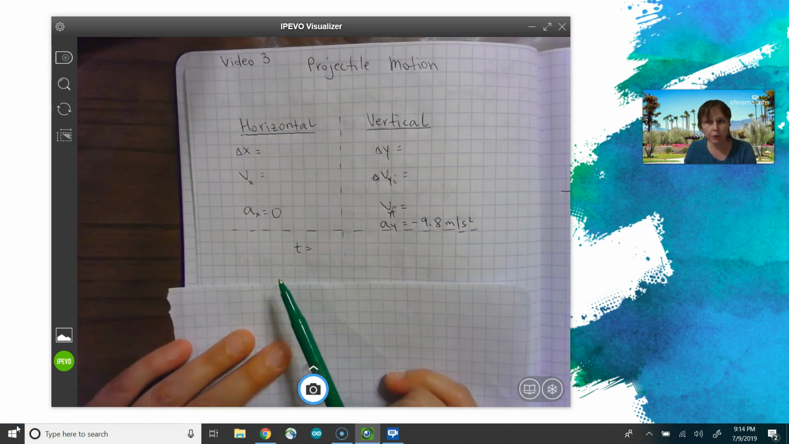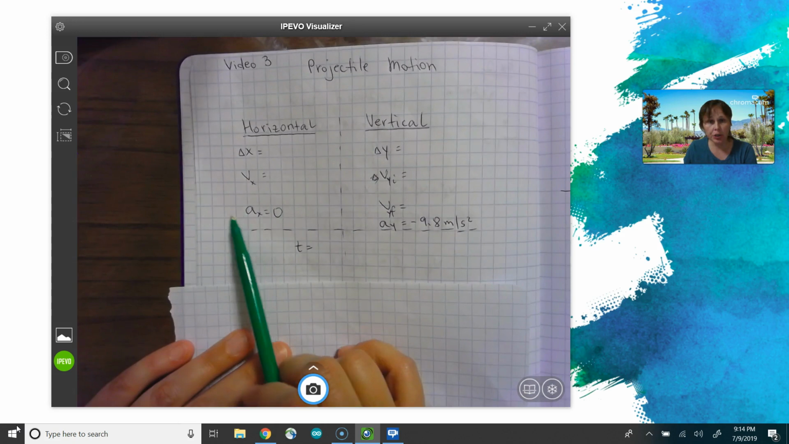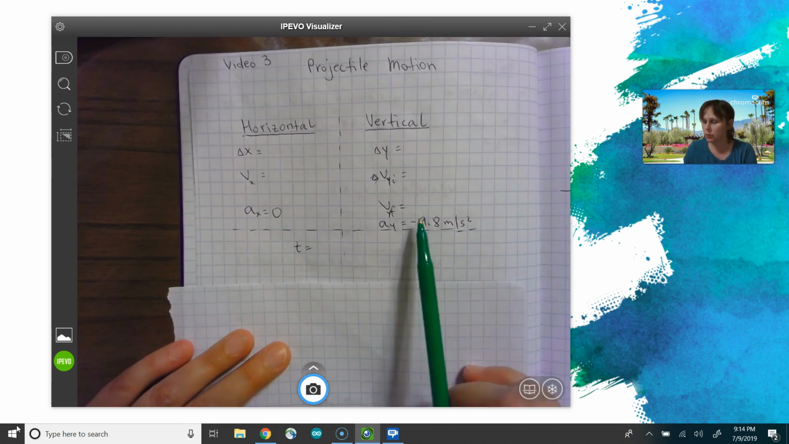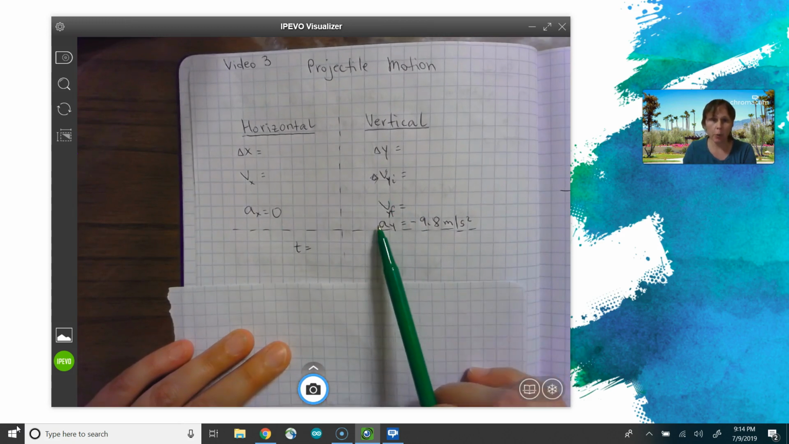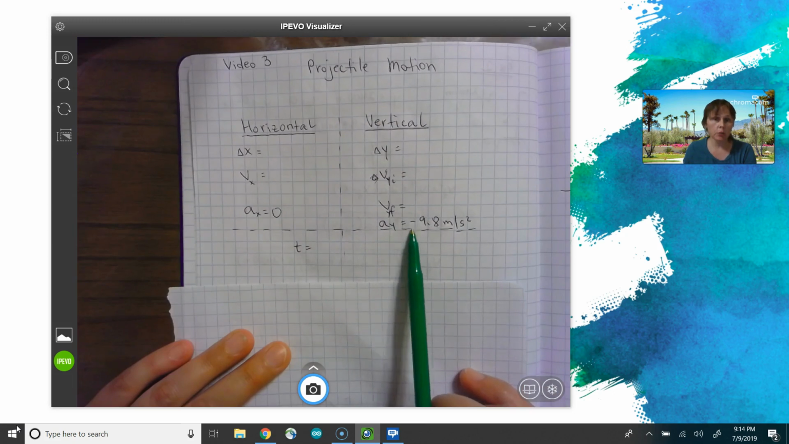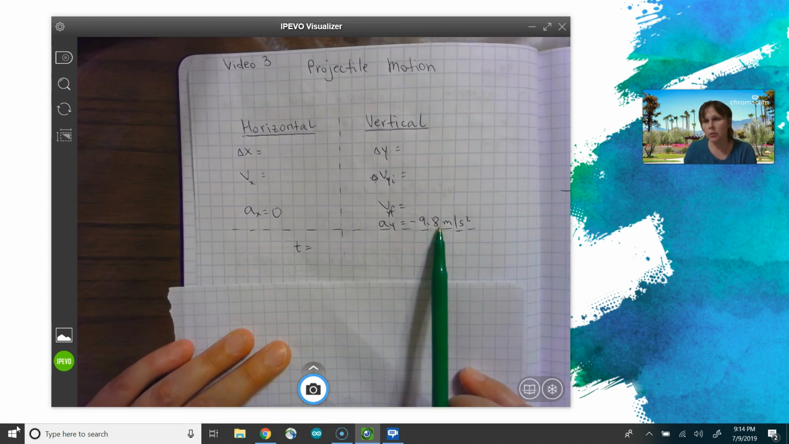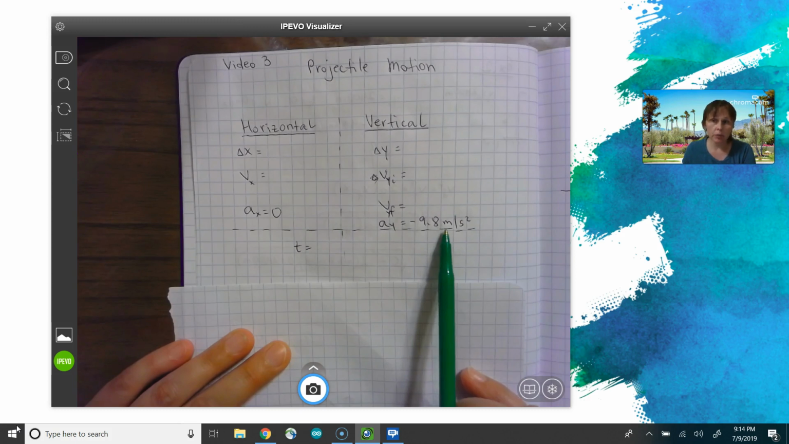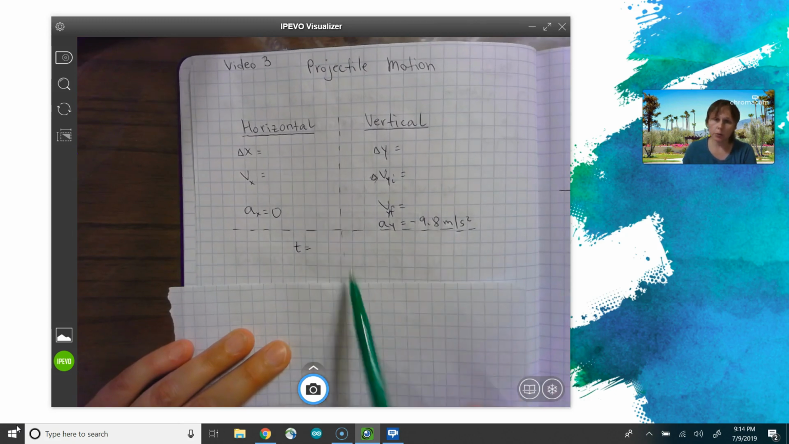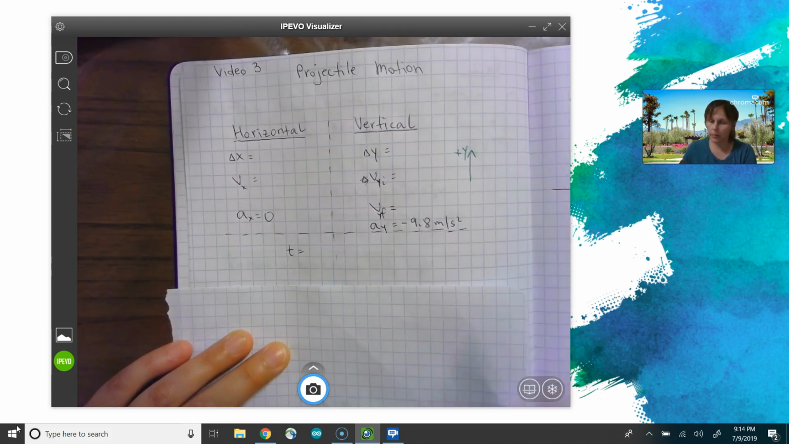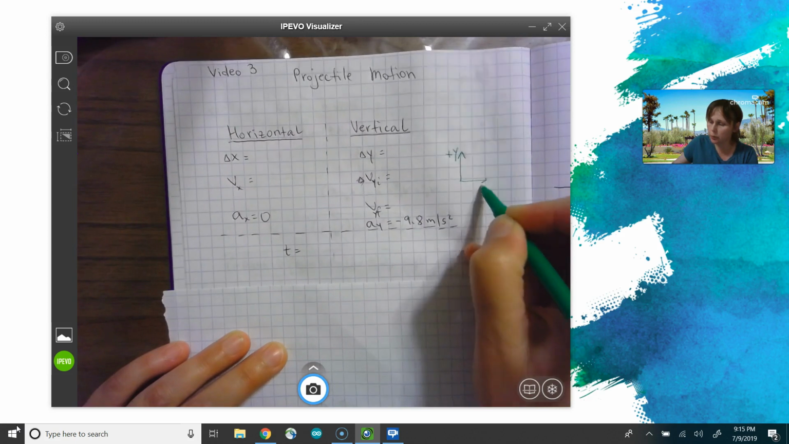It is important to note that the acceleration along the x component is always equal to 0, and the acceleration along the vertical component, the y component, is always equal to g, which is in our case negative 9.8. However, we can choose it to be a positive 9.8 if we choose the direction of the vertical axis down. For our setup, we're going to choose the direction of our axis with positive y up, and positive x to the right.